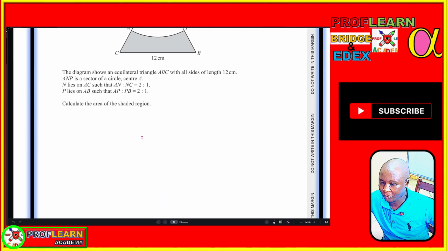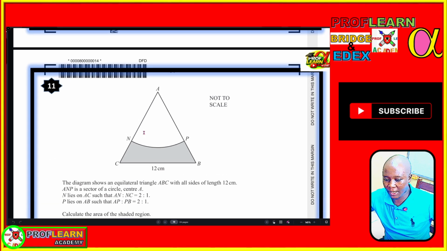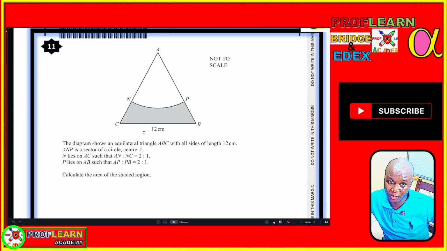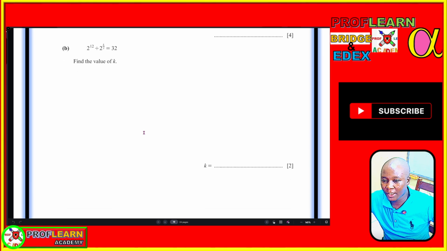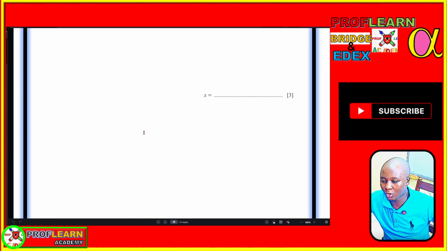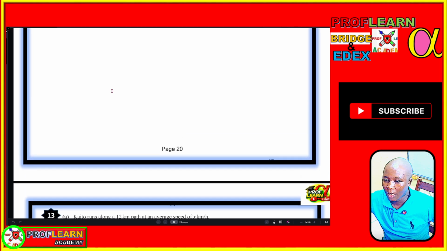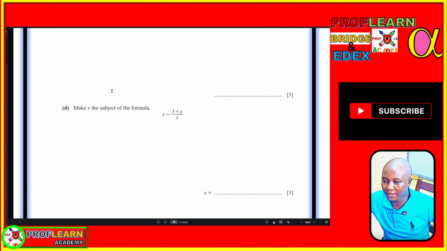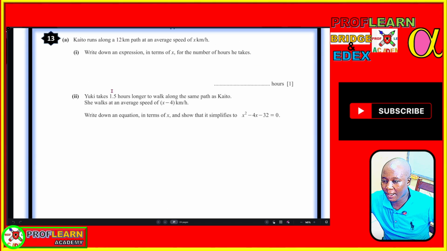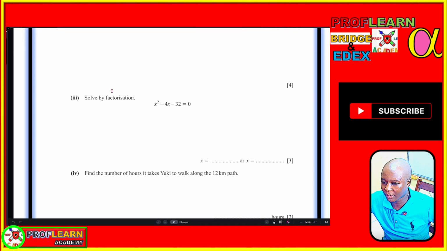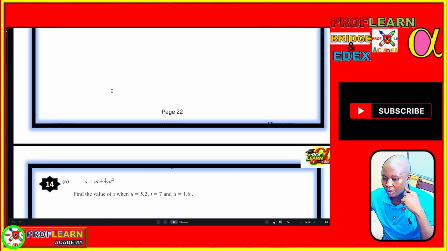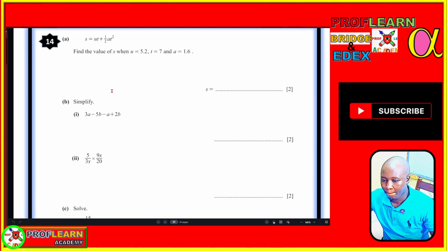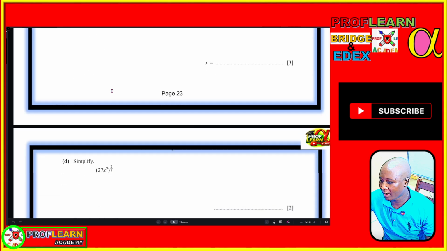And area of a sector and area of a triangle, also area of shaded regions, are quite prime. Simplifying fractions, indices are areas to really not overlook. If we are talking about making the subject of formulas, another area that you have really to look at. Simplifying or solving quadratics, factorization, okay. Simplifying, solving, I've already mentioned that.